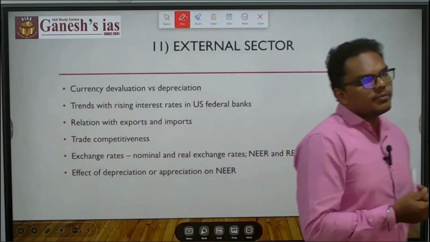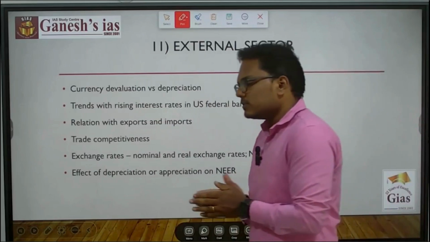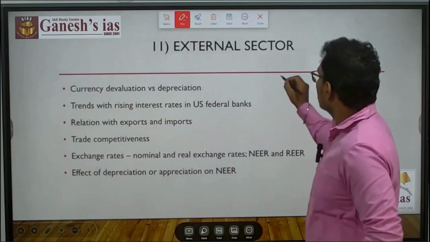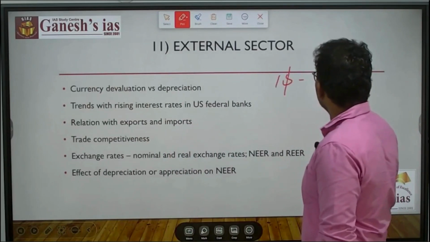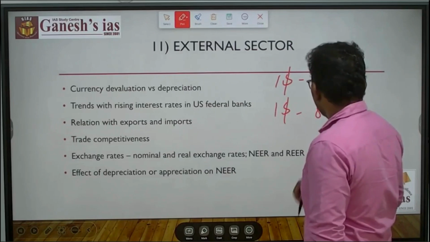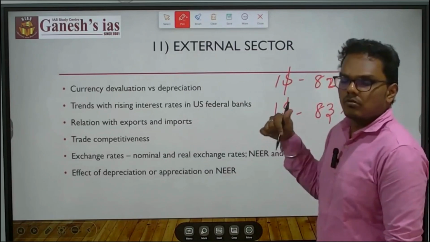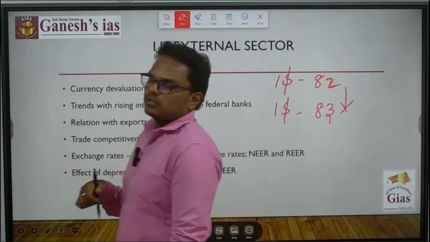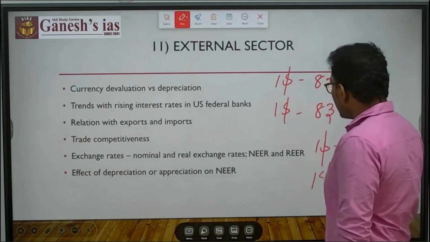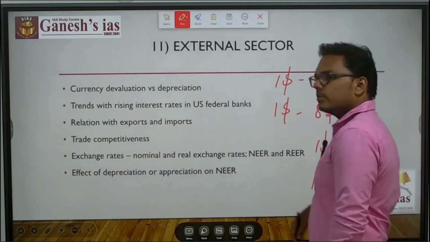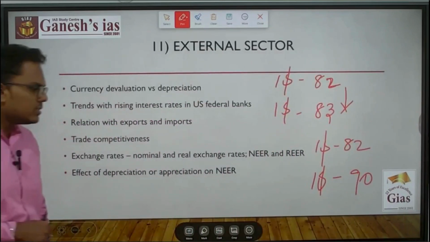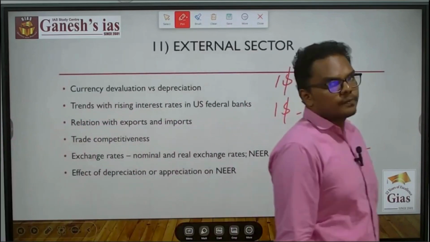devaluation. See, depreciation is your local currency dropping in value when compared to a foreign currency. Say, for instance, now if $1 is 82 rupees, and tomorrow $1 becomes 83 rupees, this is depreciation, and this must be purely due to market forces. So that is depreciation. Whereas today, if $1 is 82 rupees, and the RBI steps in and says it's going to make it 90 rupees, then the decline in value due to external intervention is called devaluation.